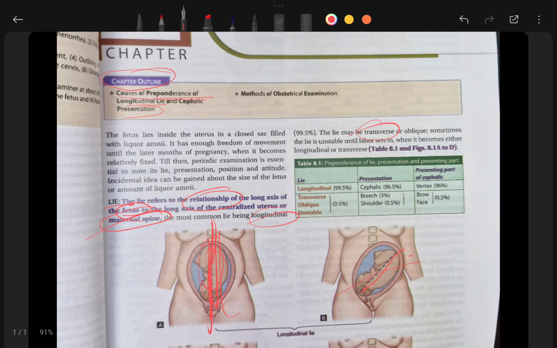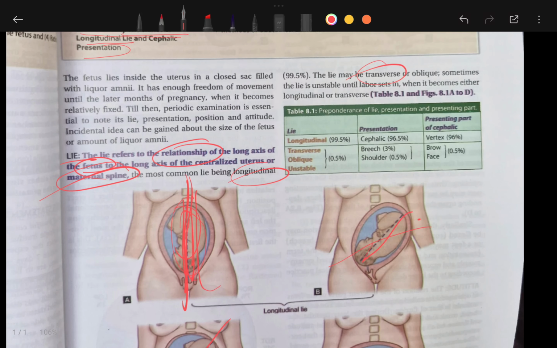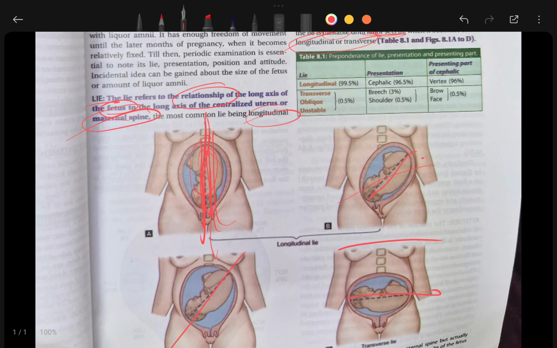The lie may be transverse lie or oblique lie. This is a transverse lie. This is an oblique lie. And sometimes the lie is unstable until labor is seen, and later it becomes longitudinal or transverse. The most common lie is a longitudinal lie.